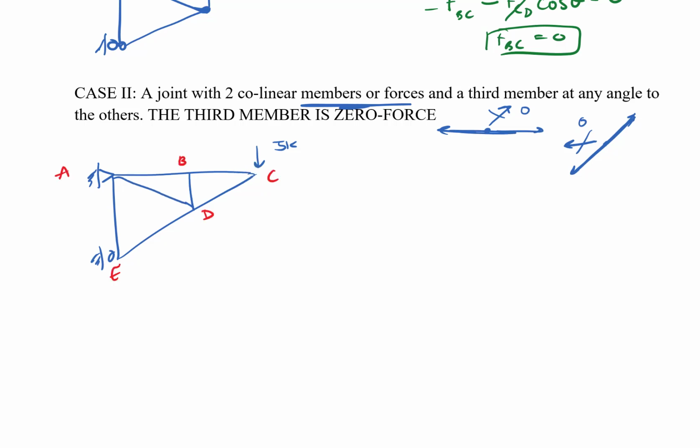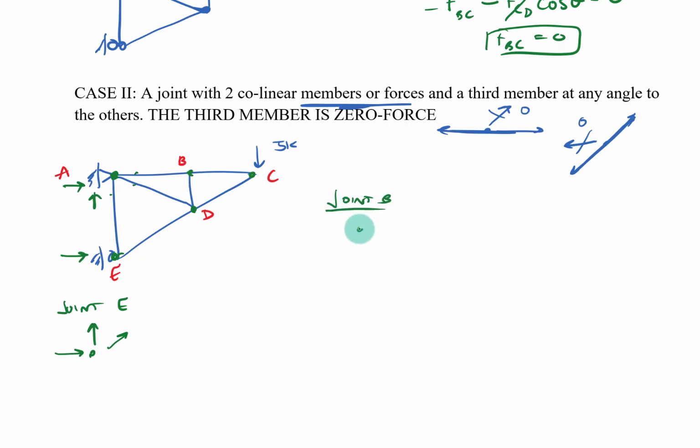But we're going to scan and look for any joint that has 3 members or forces. So this joint has 1, 2, 3, 4, 5 still, because of the reactions. This joint has 3, but none of them are in a straight line, right? If I drew joint E, I would see this. None of those are in a straight line, so that's not this case. D, I have 4 members. C, I have 3, but again, nothing's collinear. But if I look at joint B, I do have that case.